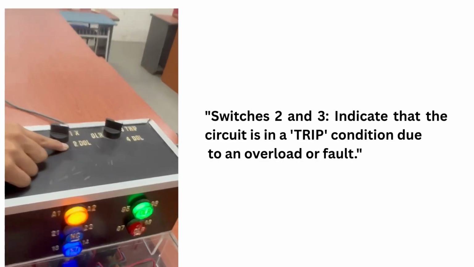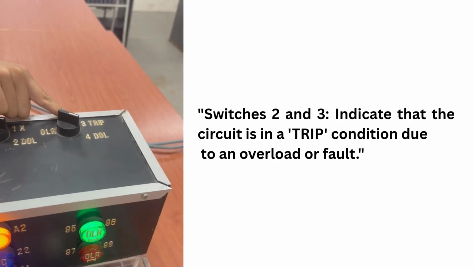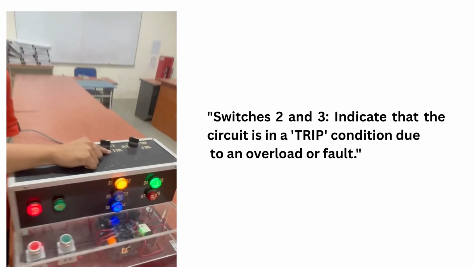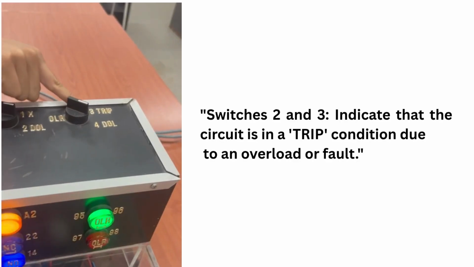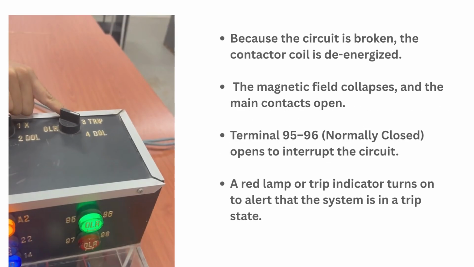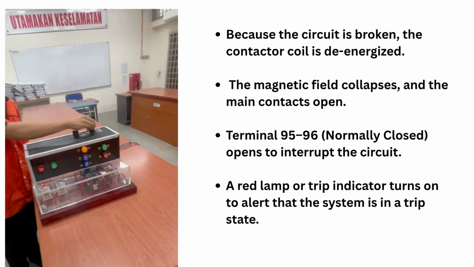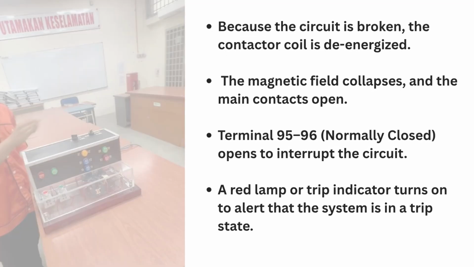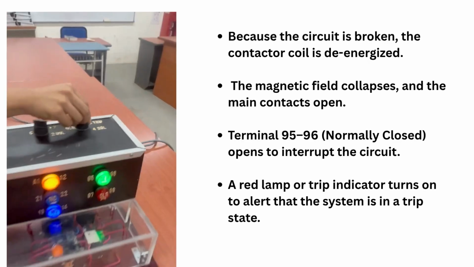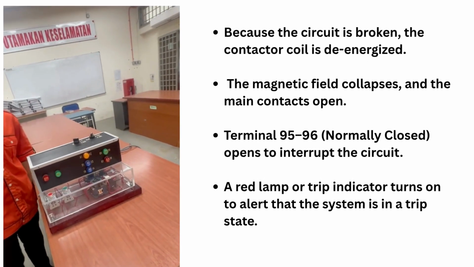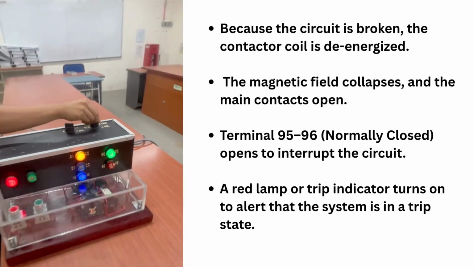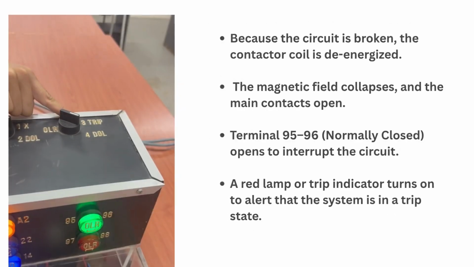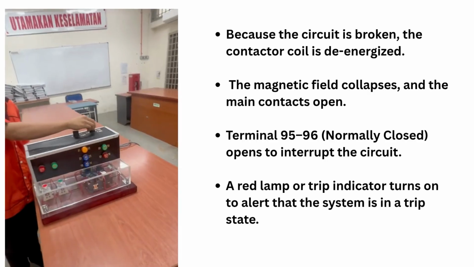The last state is switch at 2 and 3, indicating that the circuit is in a trip condition due to an overload or fault. This is because the circuit is broken, the contactor coil is de-energized. The magnetic field collapses, and the main contacts open. Terminal 95 to 96, normally closed, opens to interrupt the circuit. A red lamp or trip indicator turns on to alert that the system is in a trip state.